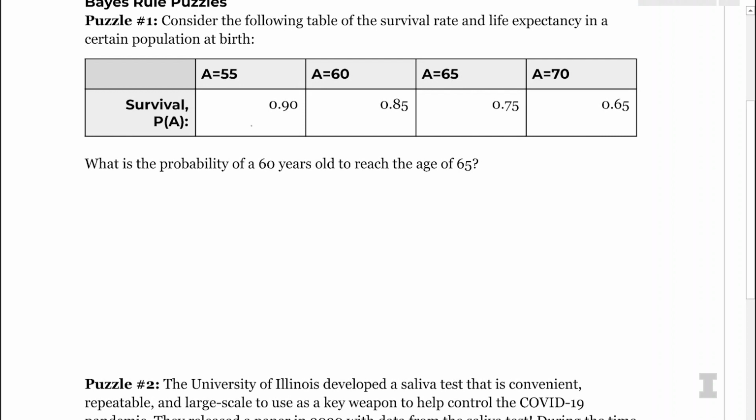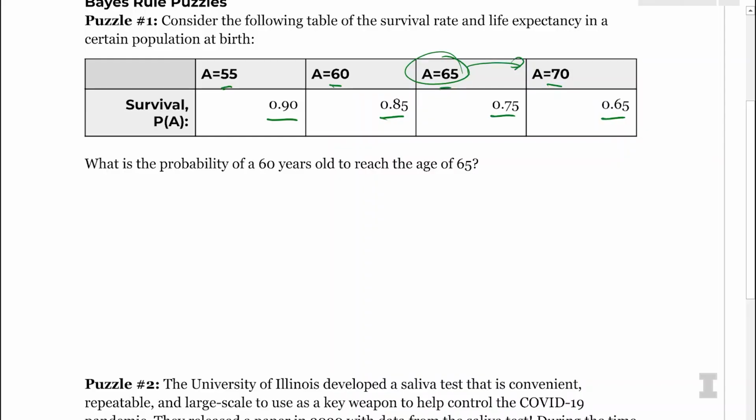So let's look at this first problem. Consider this table of survival rates and life expectancy of a certain population at birth. The probability of living to the age of 55 is 90%, 60 is 85%, 65 is 75%, and 70 is 65%. It keeps going down as you get older, which makes sense because this is life expectancy at birth. So you have to live to 65 to be able to live to 70.